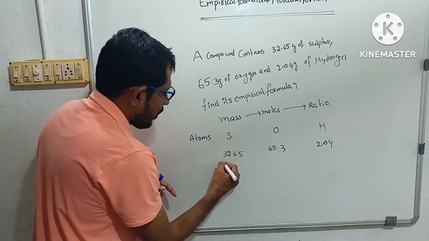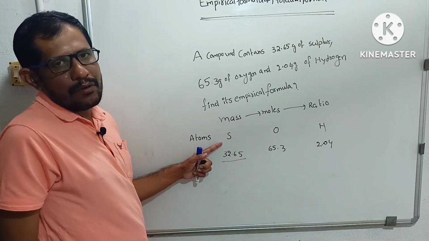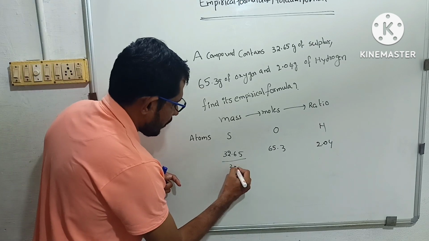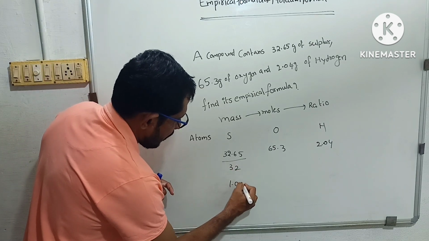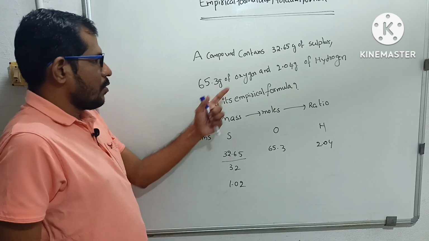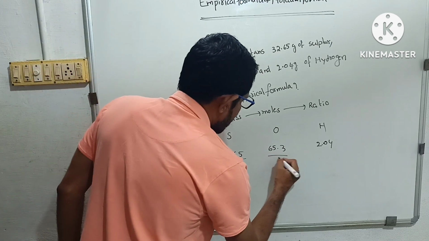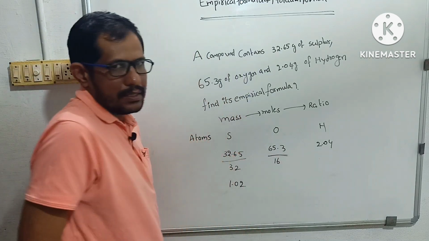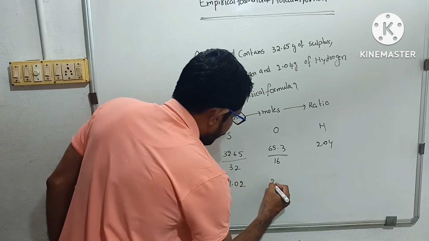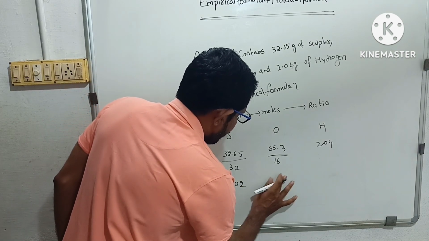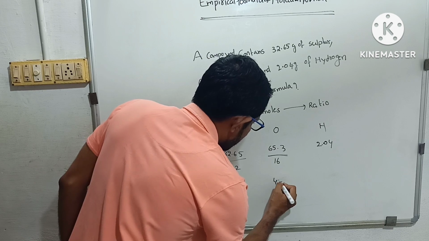What is the relative atomic mass of sulfur? 32. If you divide, this will come as 1.02. What is the relative atomic mass of oxygen? It is 16. If you divide, it will come 4.08.